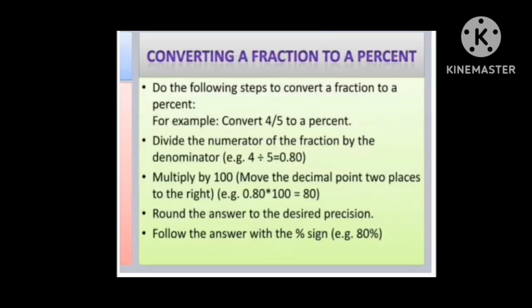Converting a fraction to a percent. Follow these steps to convert a fraction to a percent. For example, convert 4 fifths to a percent. Divide the numerator of the fraction by the denominator. 4 divided by 5 equals 0.80. Then multiply by 100. Move the decimal point 2 places to the right. So 0.80 times 100 equals 80. Round the answer to the desired precision, following the answer with the percent sign, so 80%.